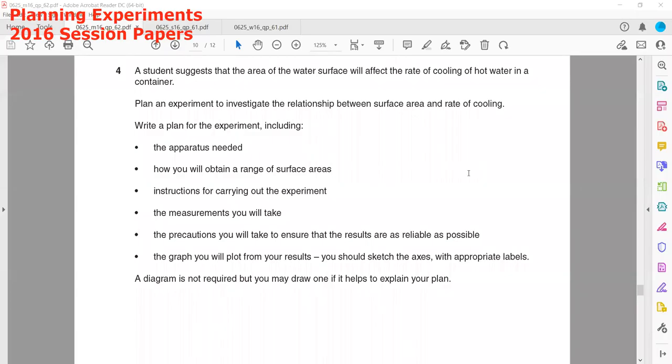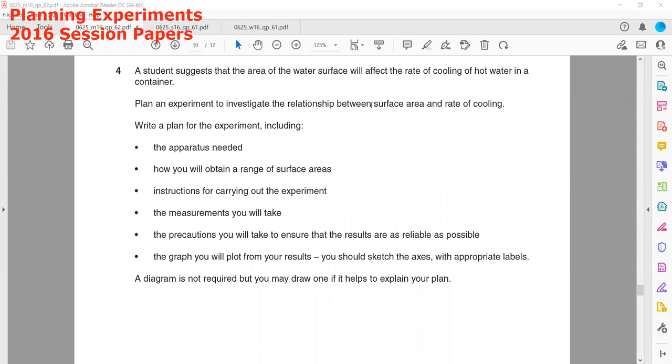So, planning experiments, 2016 session papers. You will find a common experiment which is normally about the rate of cooling. That experiment is the most common one. You will find repetition is there with different factors which we are investigating.